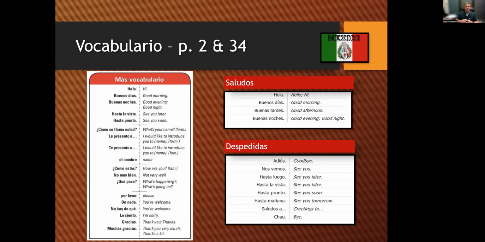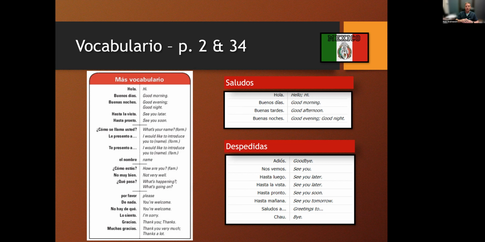No muy bien. Not very well. ¿Qué pasa? What's going on? What's happening? Por favor. It's please. De nada. You're welcome. No hay de qué. Four different words. It means also another way of saying you're welcome.